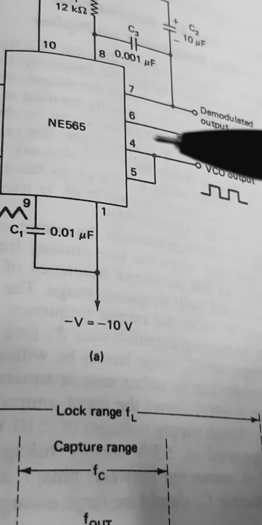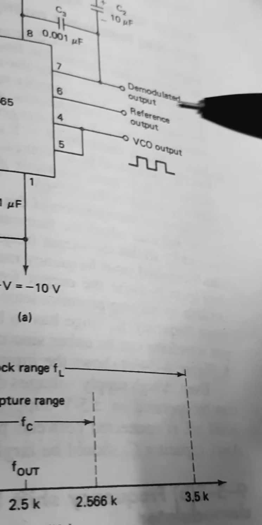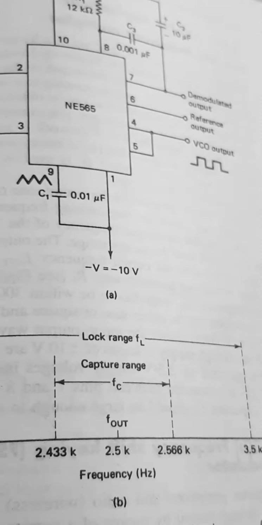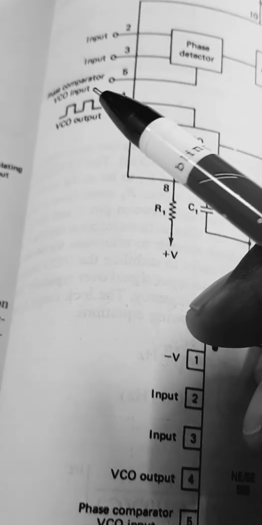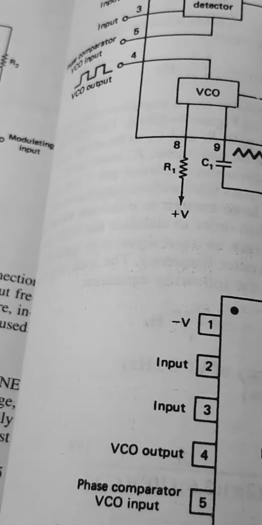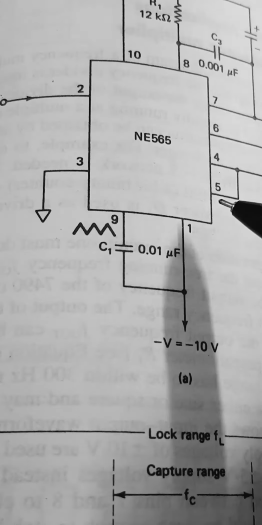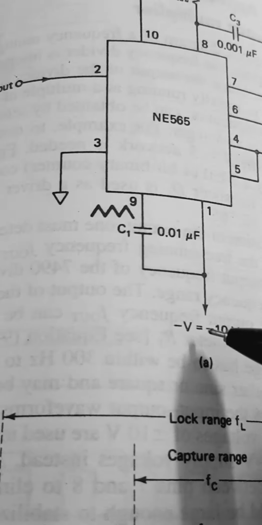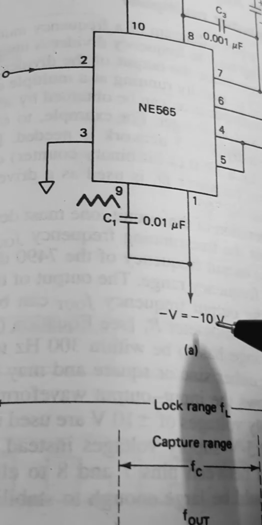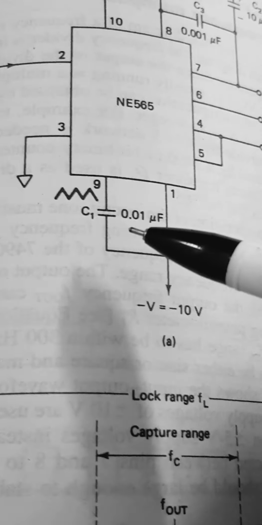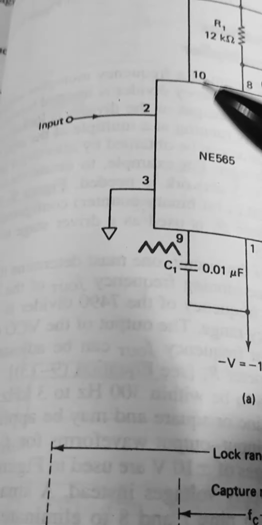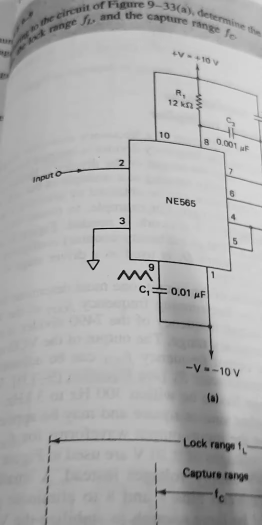Pin 4, the VCO output, is connected to 5, where 5 is the phase comparator input. So this VCO output is again connected to 5, and pin 1 is connected to minus V, minus 10 volts. Here C1 is 0.01 microfarad. So these are the basic connections.